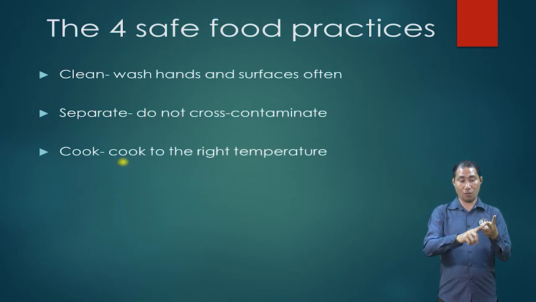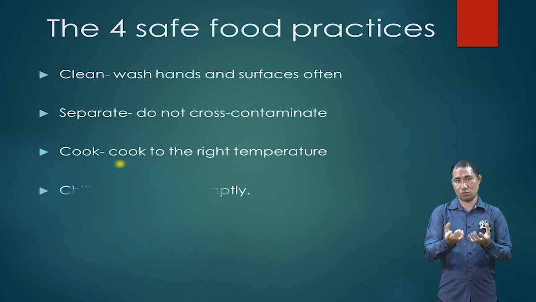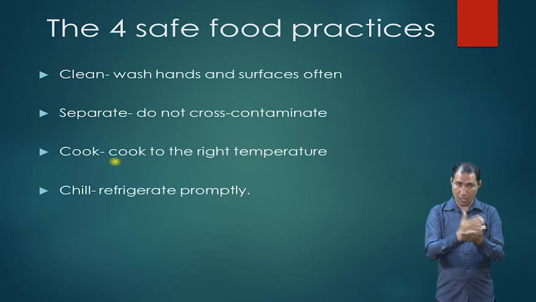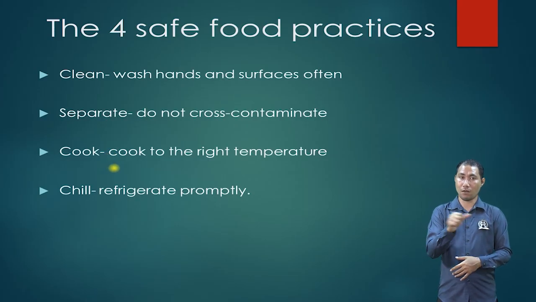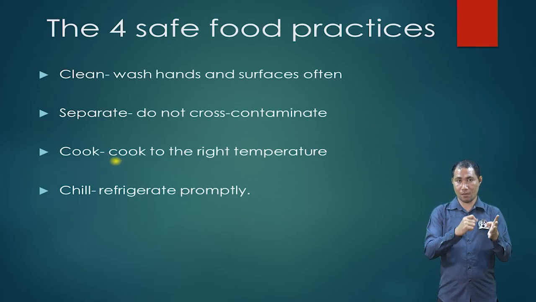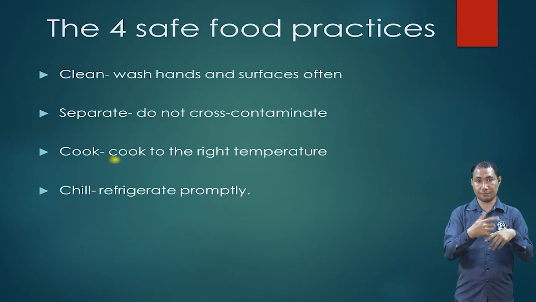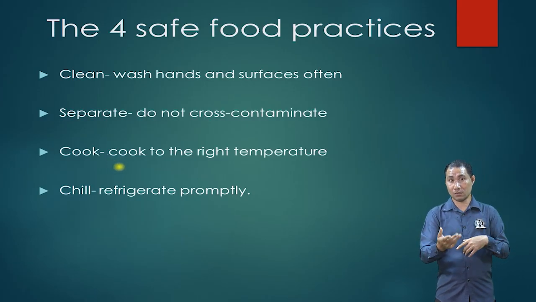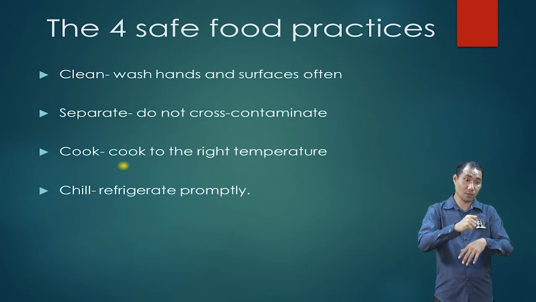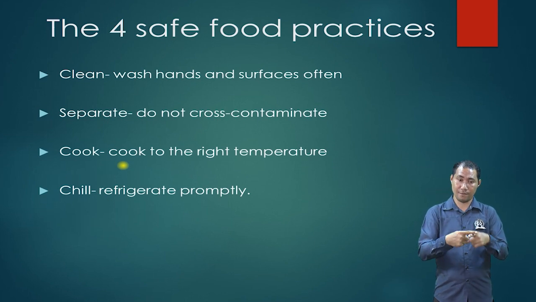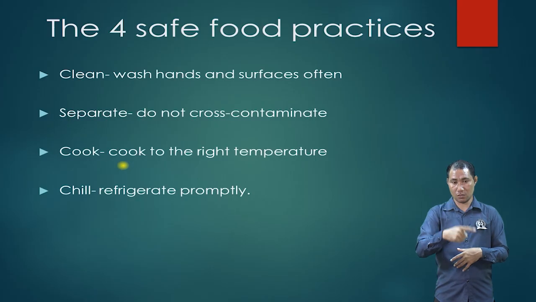The third one is cook. Cook to the right temperature. That means we should consider the appropriate temperature according to the type of cooking method used in cooking. And number 4 is chill. Refrigerate promptly. Refrigerate according to the texture of food. As we all know, bacteria that cause food poisoning multiply quickest between 40 degrees Fahrenheit and 140 degrees Fahrenheit.